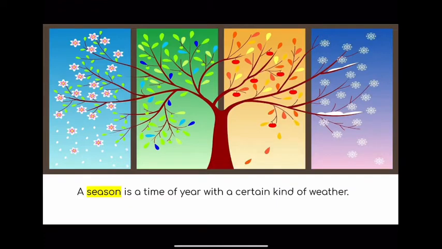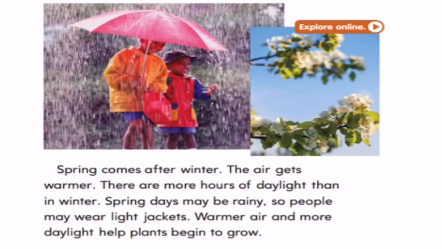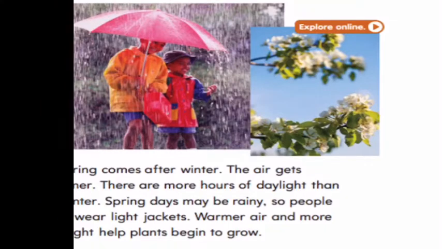A season is a time of year with a certain kind of weather. First up, let's talk about the season we call spring. Spring comes after winter. The air gets warmer. There are more hours of daylight than in winter. Spring days may be rainy, so people may wear light jackets. Warmer air and more daylight help plants begin to grow.